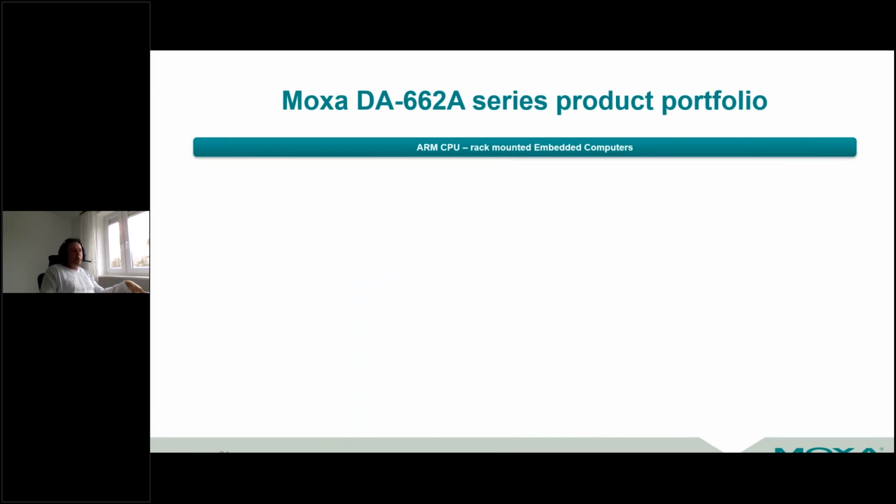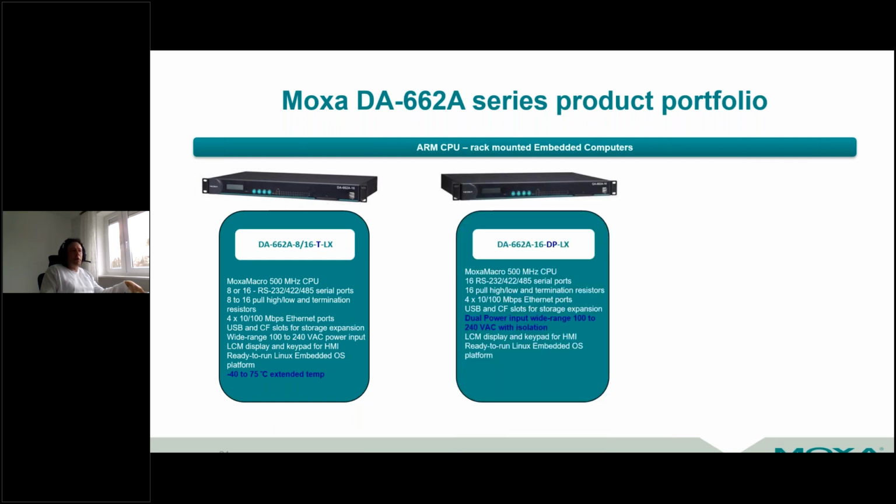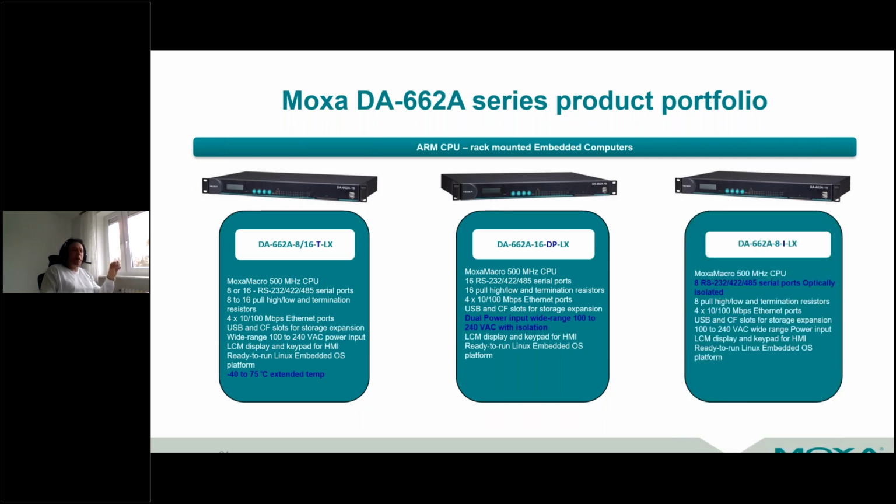If that is not enough serial ports, Moxa provides DA-662A series. DA-662A series comes with 8 or 16 serial ports, and we have 3 different versions to present them. Like mentioned at the beginning of this presentation, this embedded computing platform has Moxa macro CPU in 500 MHz. And in the case that customer needs extended temperature range, he should choose DA-662A with 8 or 16 ports with capital letter T, which means extended temperature from -40 up to +75, -LX, installed Linux operating system on it.